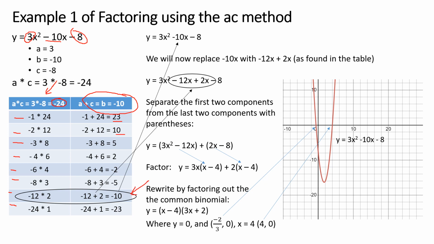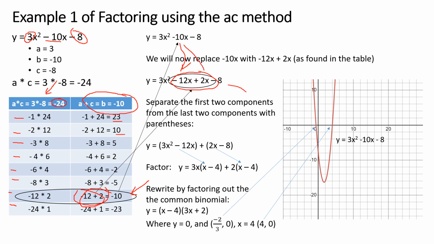But we're not done yet. We're going to recognize this negative 12 and 2, because what we're going to do now is substitute. My original equation is 3x squared minus 10x minus 8. I'm going to replace minus 10x with minus 12x plus 2x, which I got from right here. So it equals the same thing. Negative 12x plus 2x is the same as negative 10x. But you're going to see where I'm going with this. I've replaced negative 10x with negative 12x plus 2x.